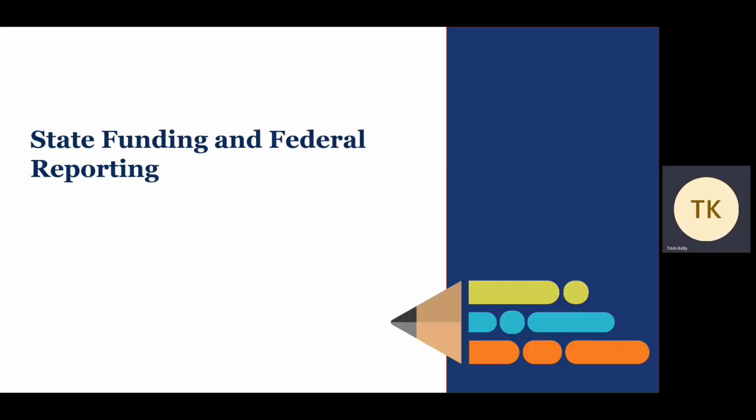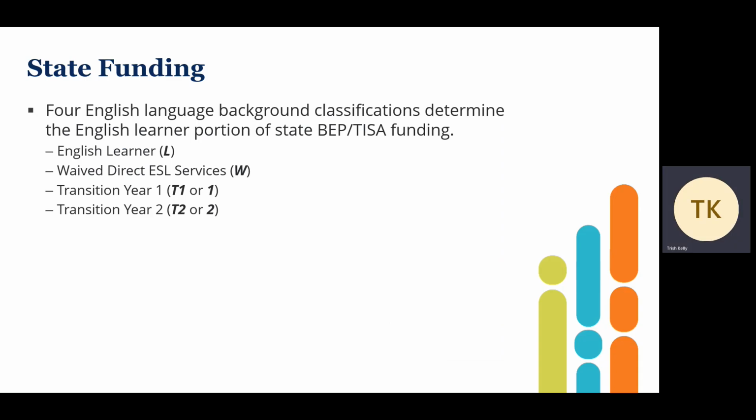State funding and federal reporting. State funding: four English language background classifications determine the English learner portion of state BEP and TISA funding. English Learner L, Waiver Direct ESL Services W, Transition Year 1, T1 or 1, Transition Year 2, T2 or 2.